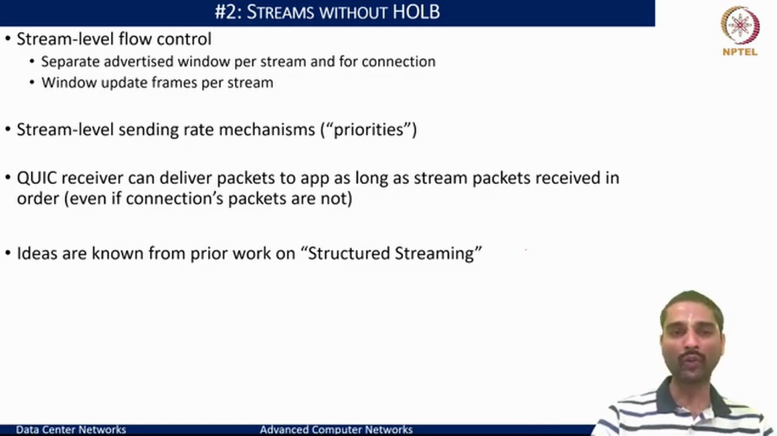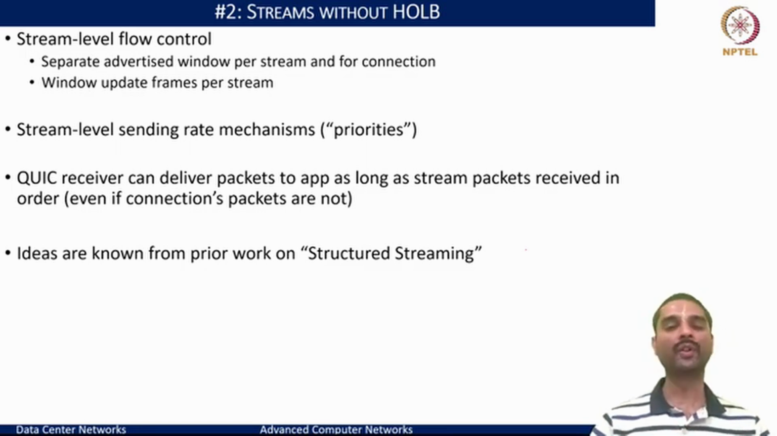And also we could now say which frames have different priorities and embed them in the packets to ensure that these frames are going to be sent with different priorities. And this structured streaming mechanism in QUIC enables us to overcome head of the line blocking.